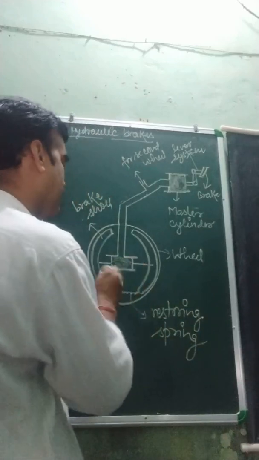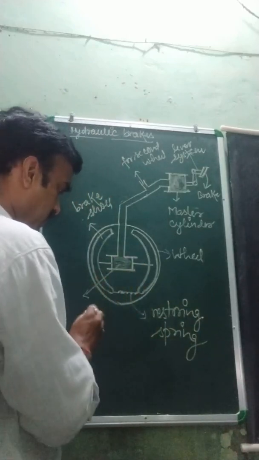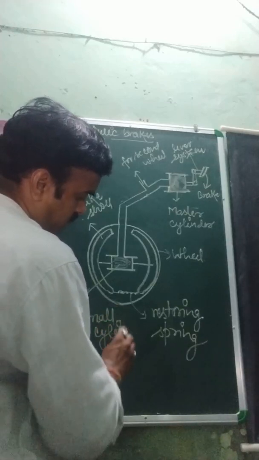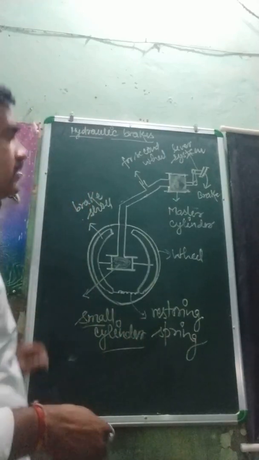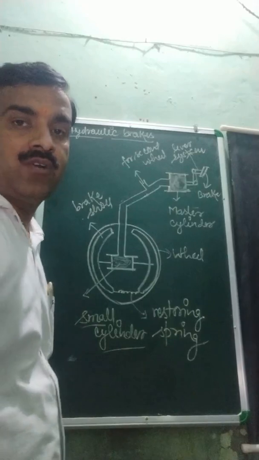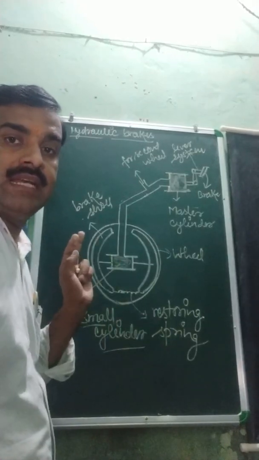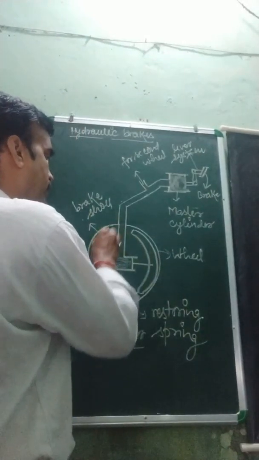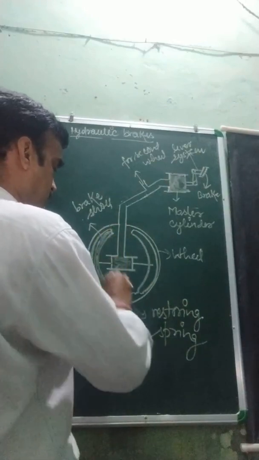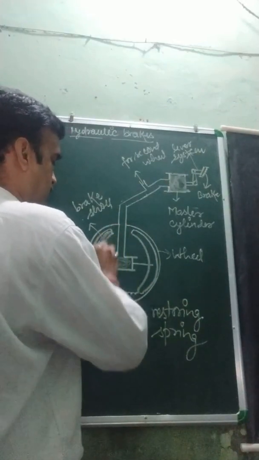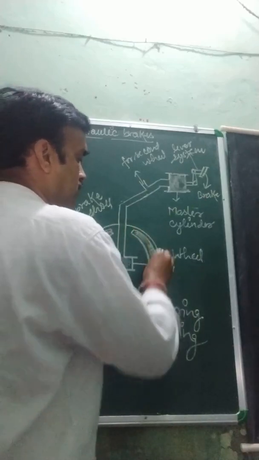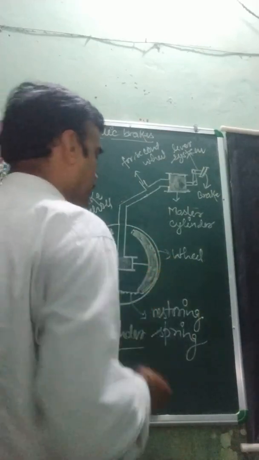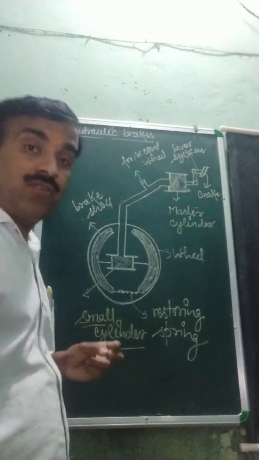And this one is the small cylinder. This one is the diagram of the hydraulic brakes. Just see it properly, and you have also seen how I have drawn it. Okay, this is the diagram of the hydraulic brakes.